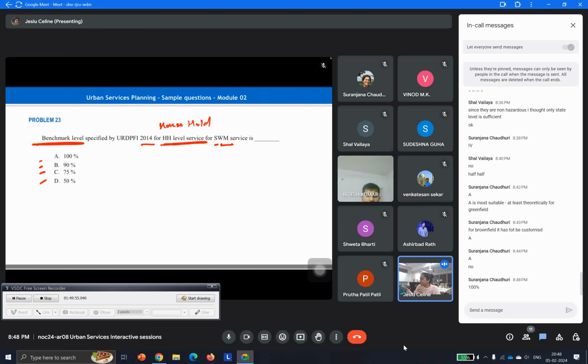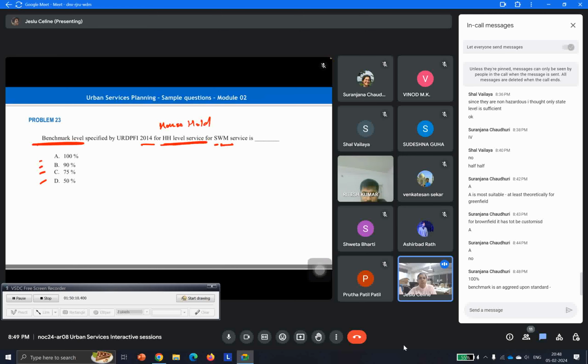Benchmarks are certain standards up to which a facility should be provided. For instance, in this one, it says solid waste management should be provided to 100%, which means all households. If it's 90%, that means 90% of the households. If some people in some regions are left out, that's okay, because it's not feasible to provide the service to everybody. So if 90% of the people are satisfied, then the service is good and people are satisfied.